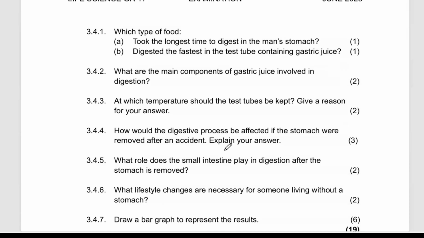It means that you have to eat less, and then you have to make sure that you chew your food very well, because you don't have the stomach. So whatever you swallow is supposed to be absorbed. Digestion will still take place, but because we only talk about the stomach.